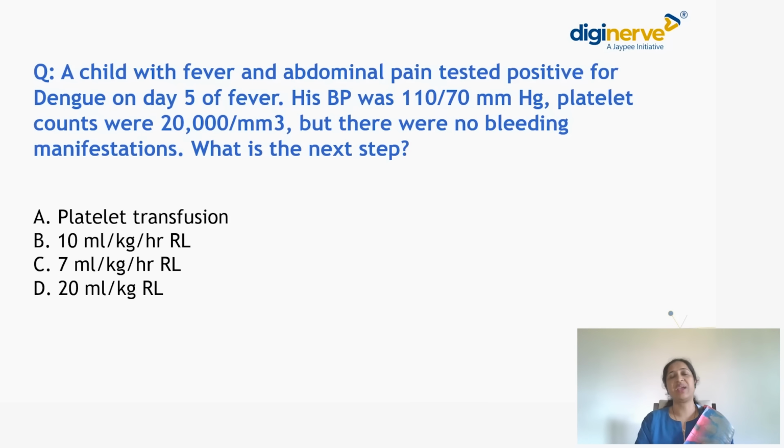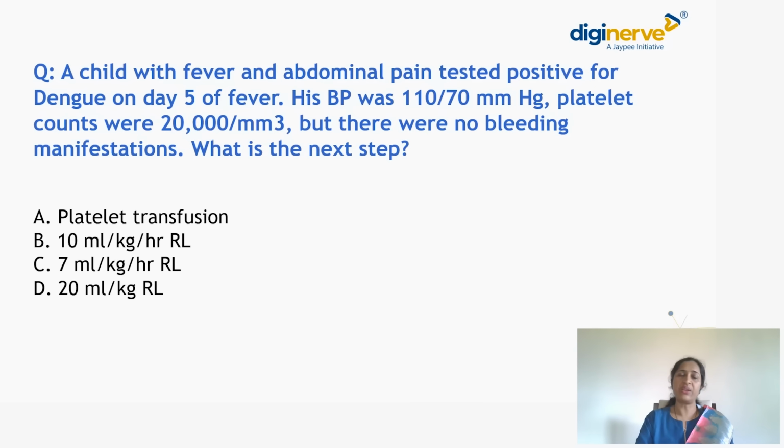Now, one thing I must discuss regarding the question. Always, BP is a function of age. Here they have not given the age, which is wrong, or the recall has not put the age. But assume this is a 5-year-old child. Okay? 5-year-old child, BP 110/70. Platelet count low, but no bleeding. Now, for a 5-year-old child, BP 110/70 is normal. So, platelet count is low, but there are no bleeding manifestations.